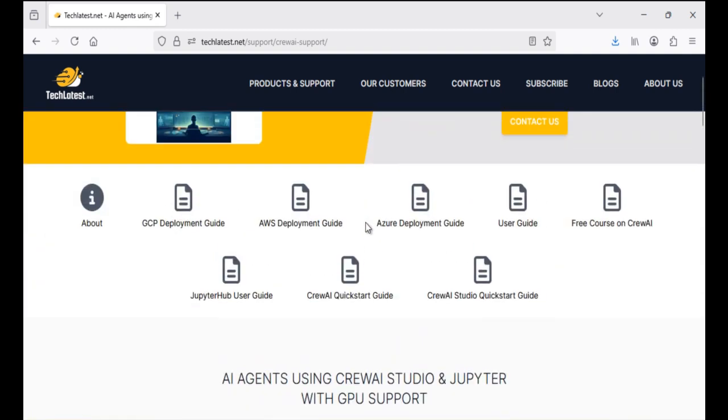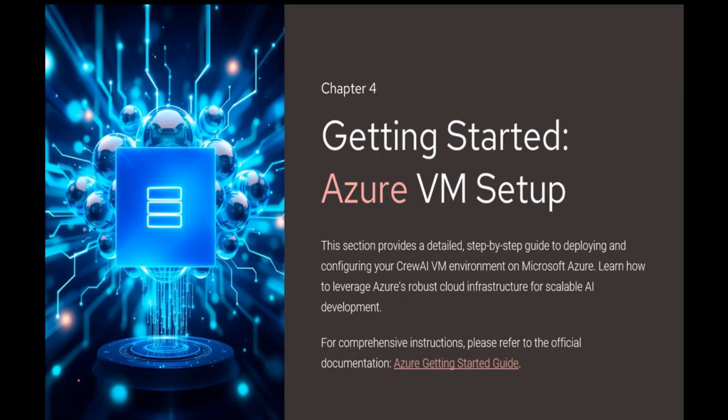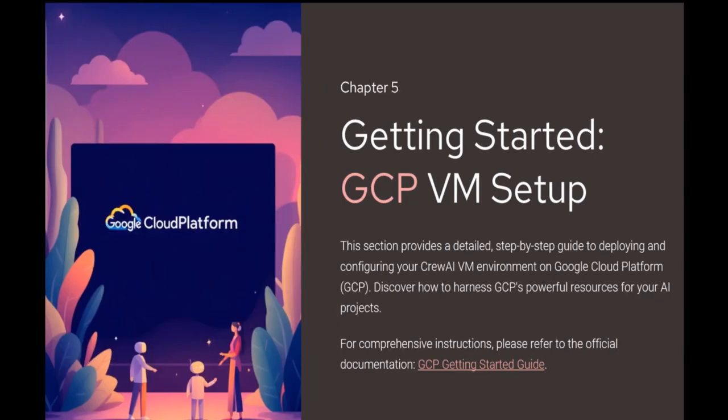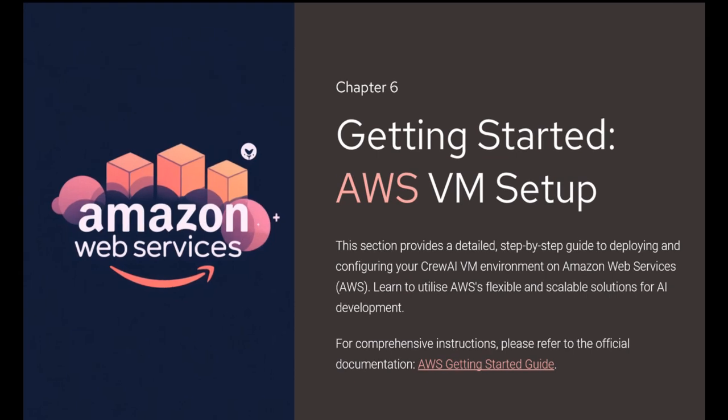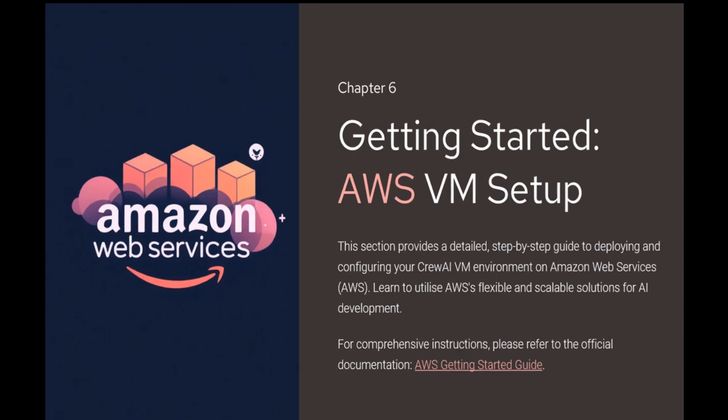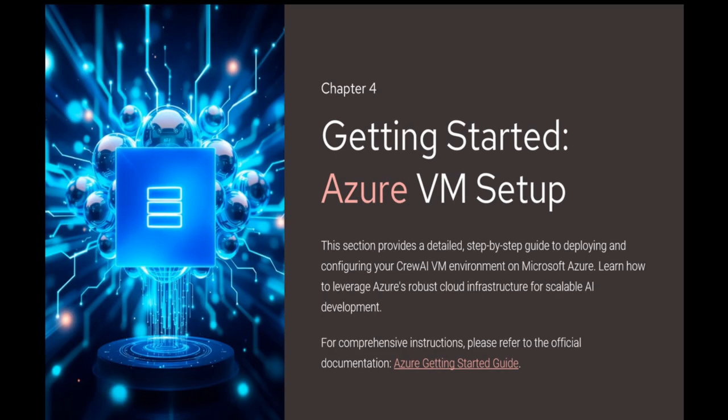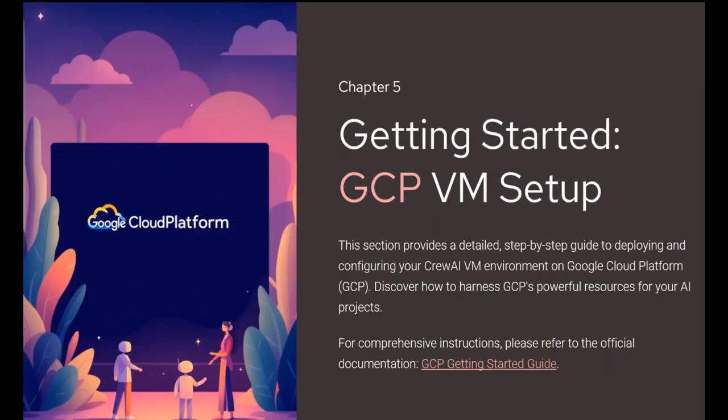This solution is available on leading cloud platforms, including Microsoft Azure, Google Cloud Platform, and Amazon Web Services, AWS. In this video, we will walk you through how to deploy the AI agents using CrewAI Studio and Jupyter with GPU support virtual machine solution on AWS Cloud. Once the VM is up and running, we will show you how to access and use the various tools and applications bundled within the solution. Just a quick note, if you prefer to deploy the solution on Azure or GCP, you can skip ahead to the respective video. Let's get started.